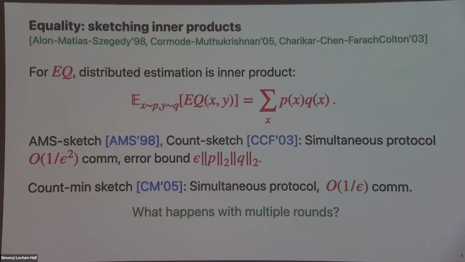Okay, so the question we want to know now is what happens if you allow an unrestricted number of rounds of communication? Does it stop at 1 over epsilon? Can you get log 1 over epsilon? Does it land somewhere in the middle? Maybe 1 over square root epsilon? What's the right answer here?